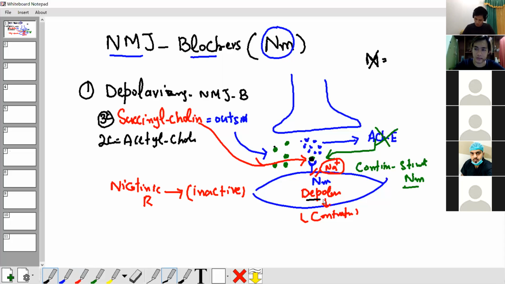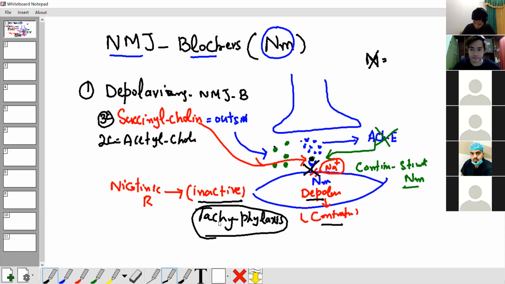First it depolarizes the muscle. First there is muscle contraction. Then after some time, no more sodium gates open because the receptor becomes inactive. When a receptor becomes inactive, what is this terminology? In pharmacology, we use the term tachyphylaxis. What is tachyphylaxis? The receptor does not give response to the drug. Understand?